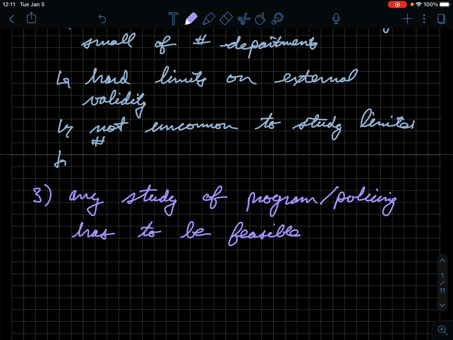So when you write or think about these kinds of issues, you have to ground it in reality. That is an important note: any study has to be grounded in reality, in the feasibility of the study, and what you can and cannot do.